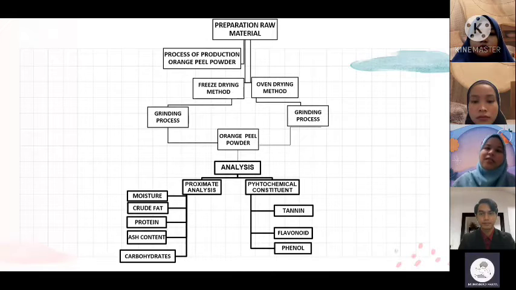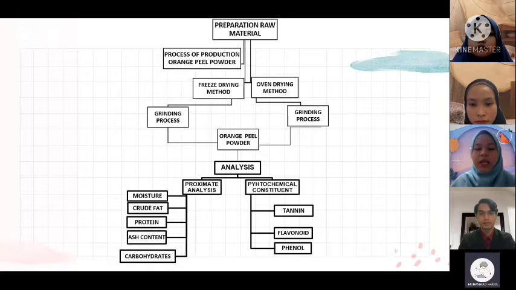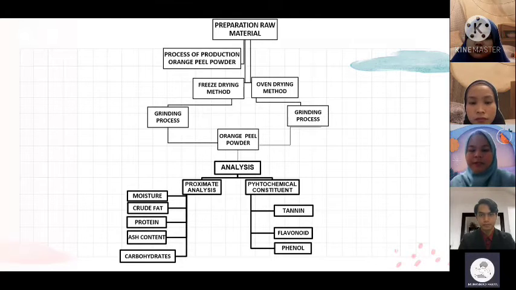Next, let me tell you the overall process for orange peel powder. First of all, we will prepare the raw material, which is orange. After that, the production process of orange peel will start. After the raw materials are ready, we go to the next step, which is the oven drying method and also the freeze drying method. Here, the drying will be done at different temperatures to find the best temperature that effectively protects the nutrition of the orange peel. Then, we move to grinding using a Waring blender.